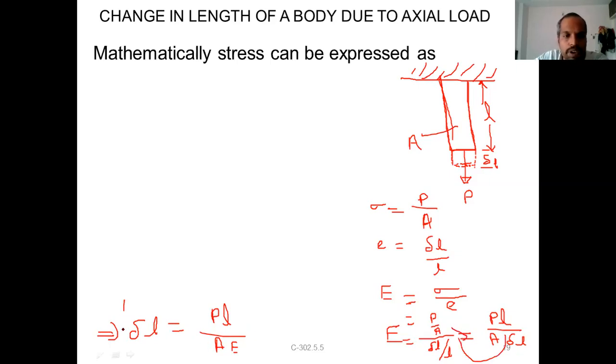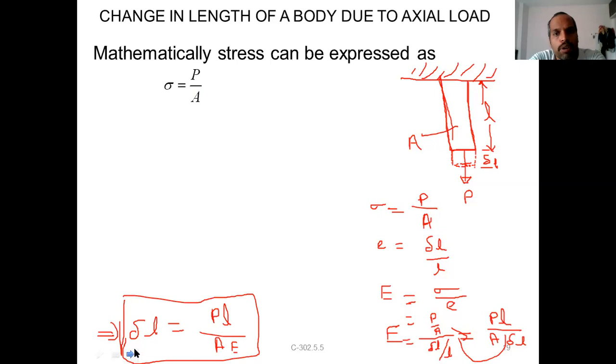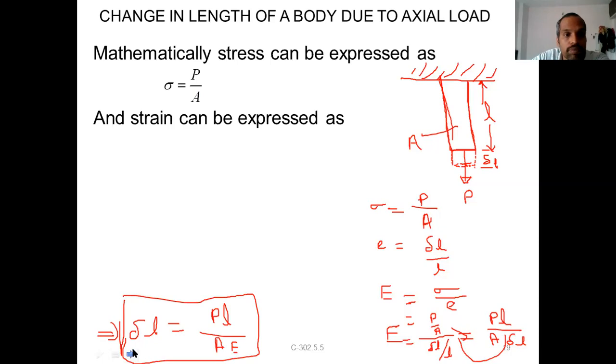So this is nothing but change in length is equal to PL by AE. If you want to calculate delta L of any member which is axially loaded, of course, this is suitable only for axially loaded members, not for the others. So this is the change in length of a body due to axial load. Stress is equal to P by A and delta L is equal to PL by AE.